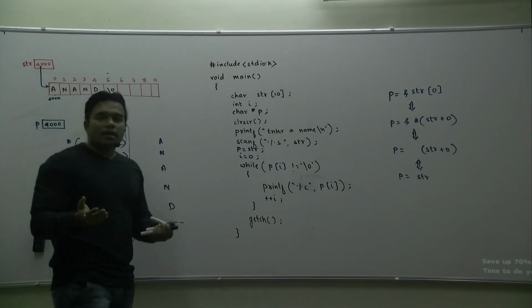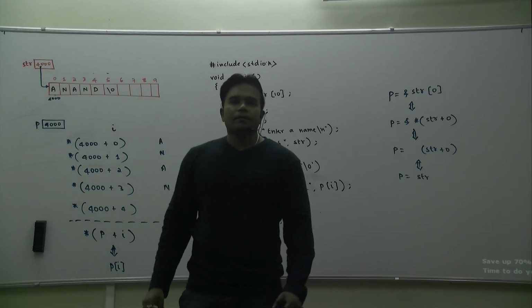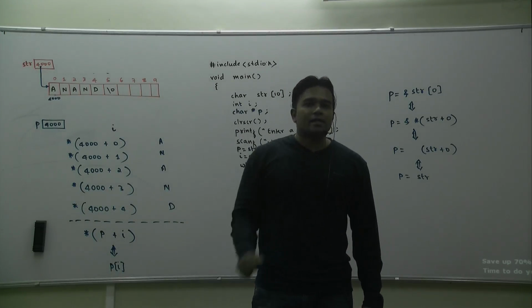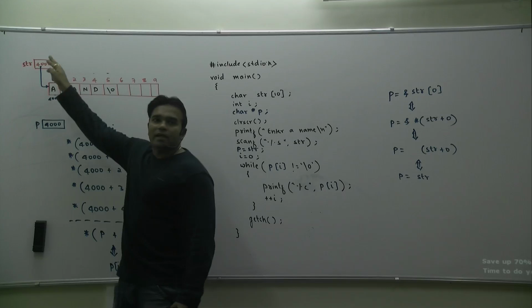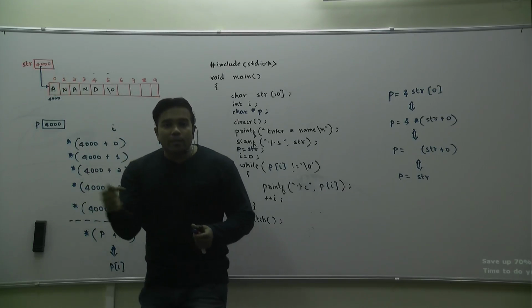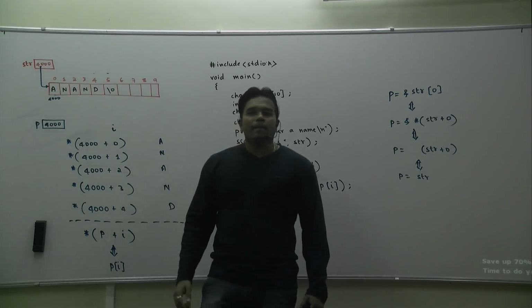Then you may ask, sir, then is array name a pointer? 100% array name is a pointer. What is a pointer? A pointer is something which holds the address. You are only telling array name is holding the base address, so naturally it is a pointer. Pointing where? Pointing to the base of the array, pointing to the beginning of the array.